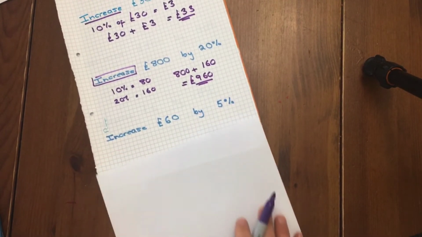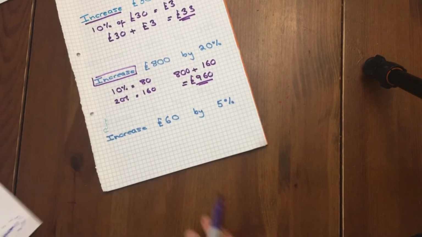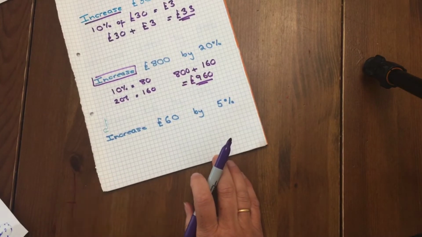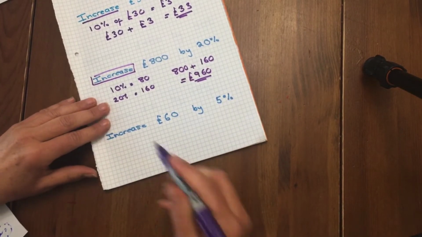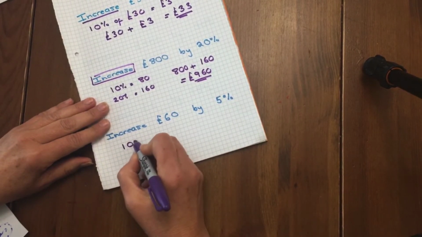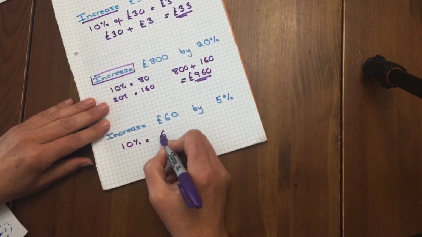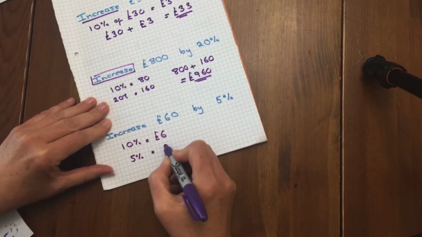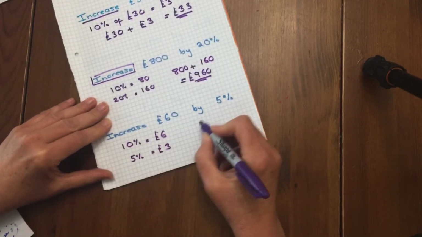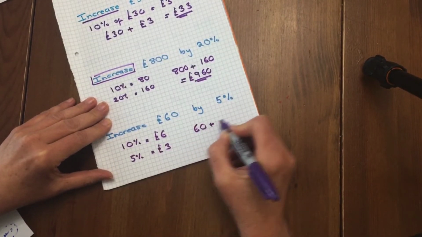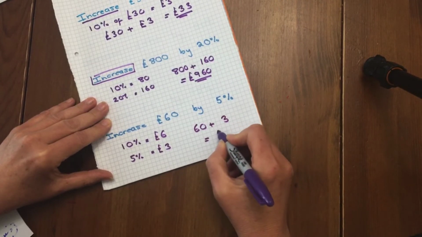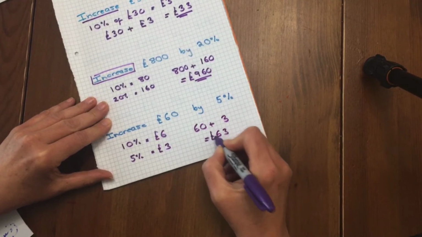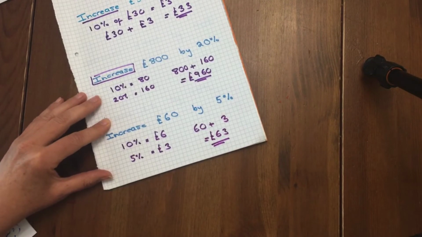Okay, last question on increasing. I'm going to increase £60 by 5%. So I need to find 10%, £6. I need to find 5%, half of 10%. I'm increasing 60 by 5%, so my answer is £63.